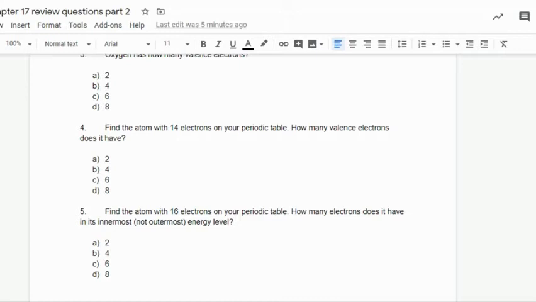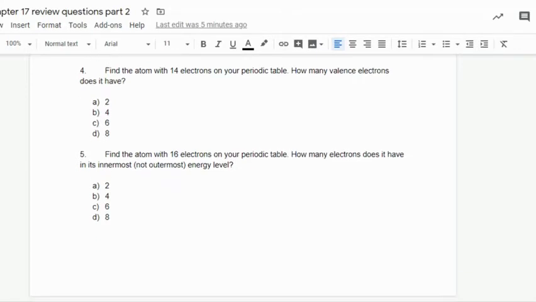All right. Number 5, find the atom with 16 electrons on your periodic table. How many electrons does it have in its innermost energy level? Now, that was not a trick question because I put in parentheses, hey, not outermost, but you did have to read the question and not just kind of get stuck in the same way of answering the questions. And that's important on a test.